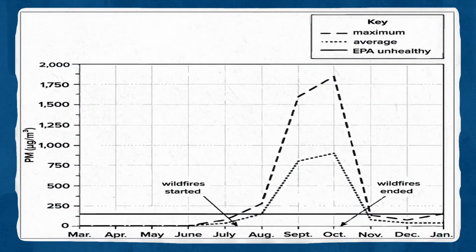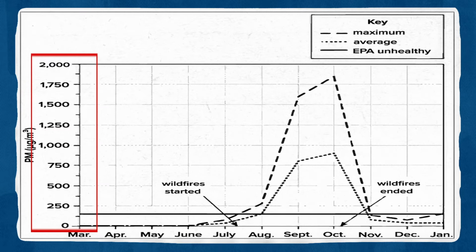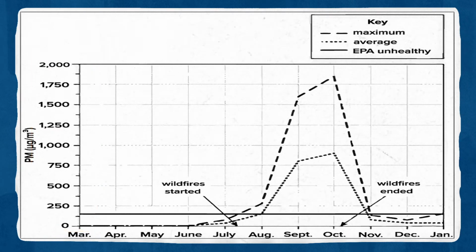The first thing that we can see in the question is according to figure 1. So let's take a look at figure 1. As you can see in the key, it has representations of the maximum PM level, the average PM level, and the EPA unhealthy PM level. The maximum is represented by large dashes, the average is represented by smaller dashes, and the EPA unhealthy level is represented by a solid line. Also on the figure, you can see that the y-axis is the PM levels in micrograms per meters cubed. On the x-axis are the months. The figure is also annotated with where the wildfires started and ended.